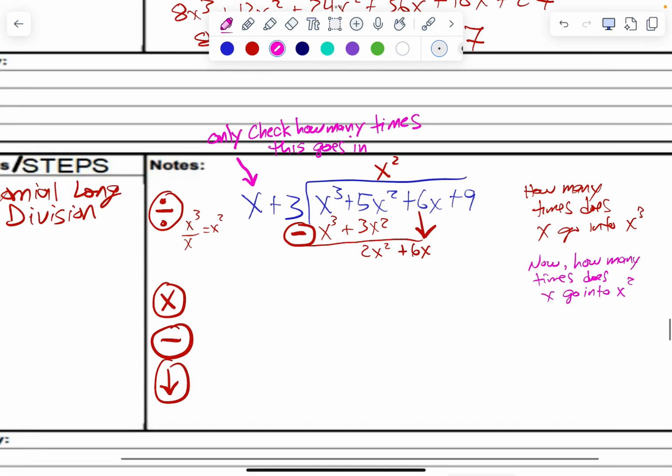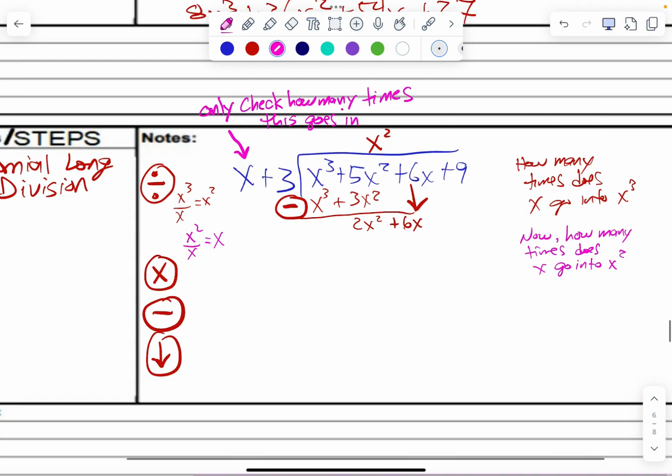Okay, again, off to the left, x squared over x. I just told you that when you divide, you subtract exponents. So what is x squared over x? It's just x. We put that x above the same power over here. So plus x, it goes above the x term. Okay, that's division. Now we multiply.